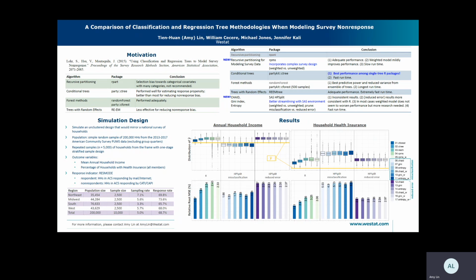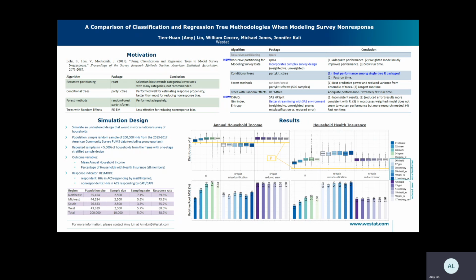So the sample design for our simulation study is quite simple. We use the ACS PUMS data as our frame, and we stratify it by census region. In each stratum, we select a simple random sample of 2,500 households, so we have a total of 10,000 households in each of the samples. And we repeat the sample selection 5,000 times.